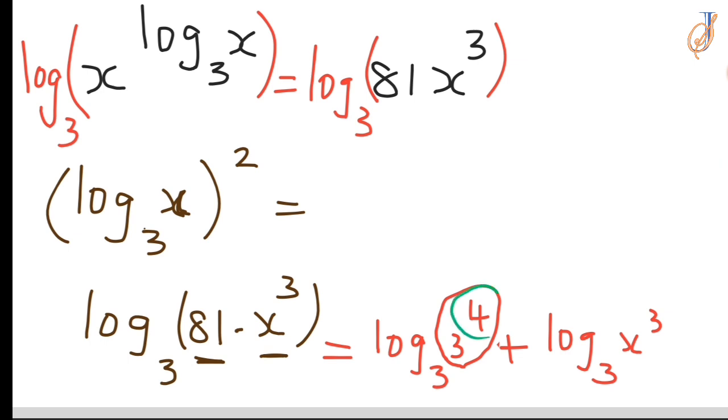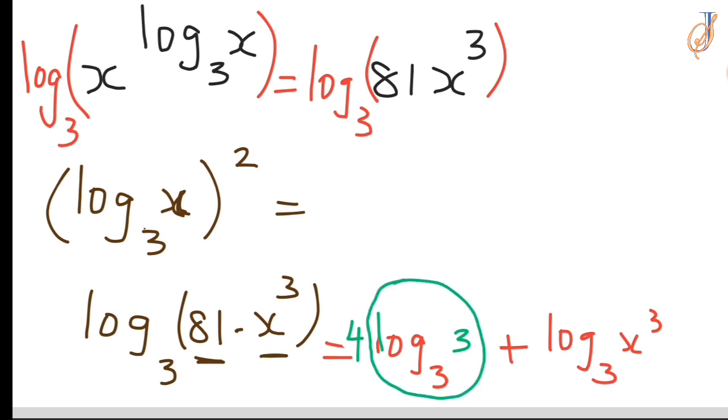Whatever is in the power comes and stays in front. That means we have 4 in the power. The 4 comes and stays in front. So this is 4 times log 3 with base 3. So now observe this log 3 with base 3. We know that the value is 1. So 4 times 1, the value is 4.